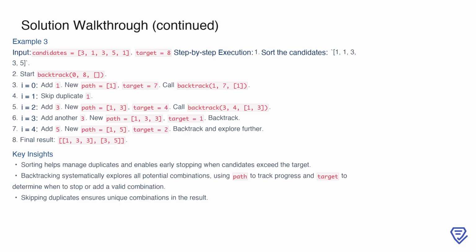Next, we try adding 5 to the path, [1], reducing the target to 2, but this also doesn't yield a valid result. By systematically exploring all possibilities, we eventually find 2 unique combinations: [1, 3, 3] and [3, 5]. This example highlights a few key insights. Sorting simplifies the process of avoiding duplicates and enables early stopping when candidates exceed the target. The backtracking approach ensures that all potential combinations are explored, and skipping duplicates guarantees that each combination in the result is unique. These principles form the foundation for solving this problem effectively.